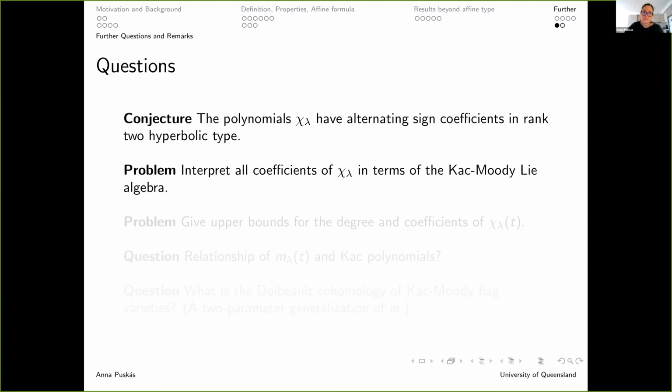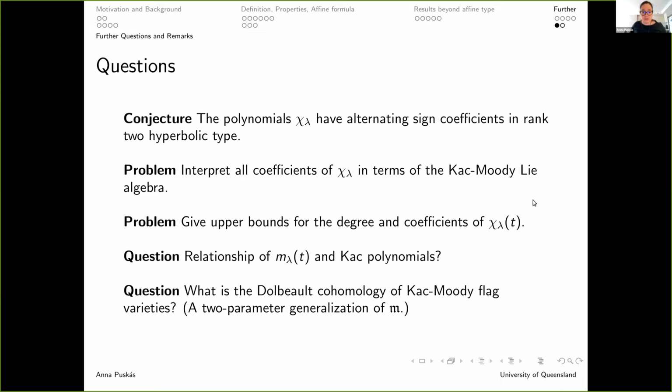Now, can you give? We don't even know the size. So somehow, we can compute these polynomials, but we don't know what kind of upper bounds exist for the degree or the individual coefficients of it. And then there are some further questions. For example, Kac polynomials are also a deformation of imaginary root multiplicities. Of course, for those, that is a significantly harder statement than it is for M, for which it is almost obvious. Is there a relationship between M lambda t and other families of polynomials that deform imaginary root multiplicities?